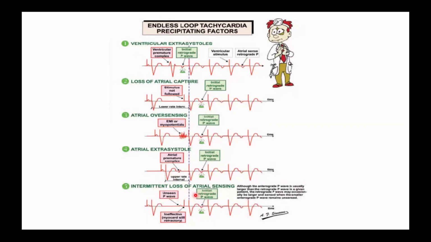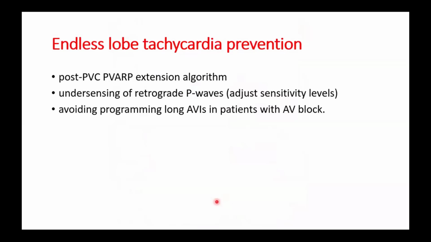Also, if there is intermittent loss of atrial sensing, as in the previous example, and there is no conduction, the atrial pacing spike is delivered after an unseen P wave. So the atrium actually is not captured. There is a lot of time to allow for recovery of the atrium, retrograde conduction occurs and the PMT starts.